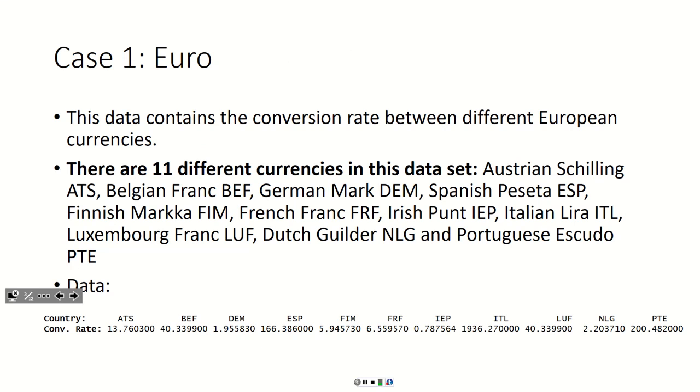Alright, so the first data set I looked at was the Euro data set in R. The data contains a conversion rate between different European currencies. There's 11 different currencies in this data set. I listed the data set below.